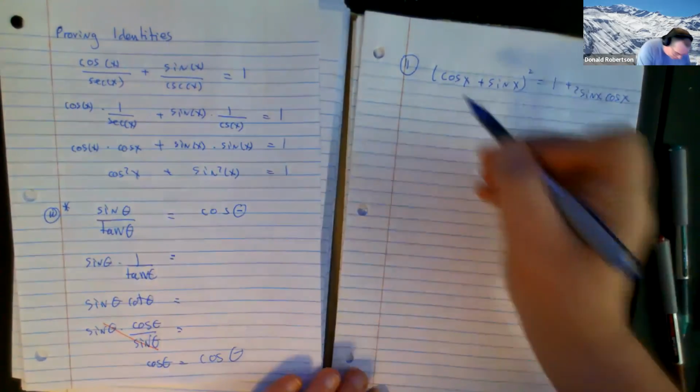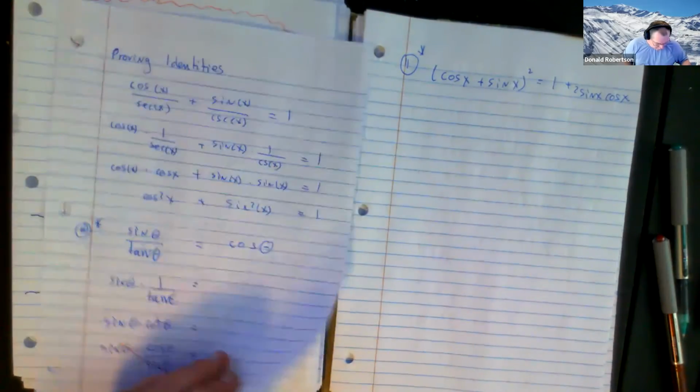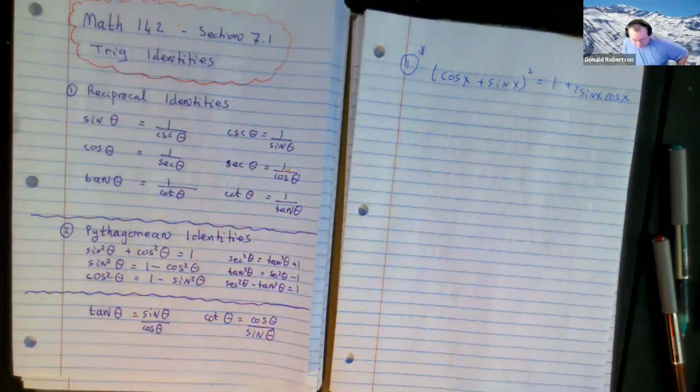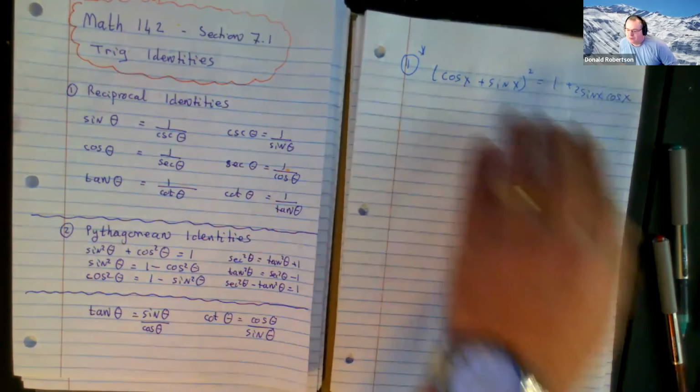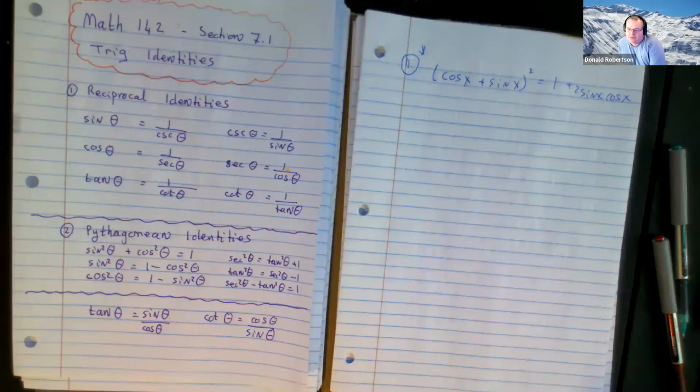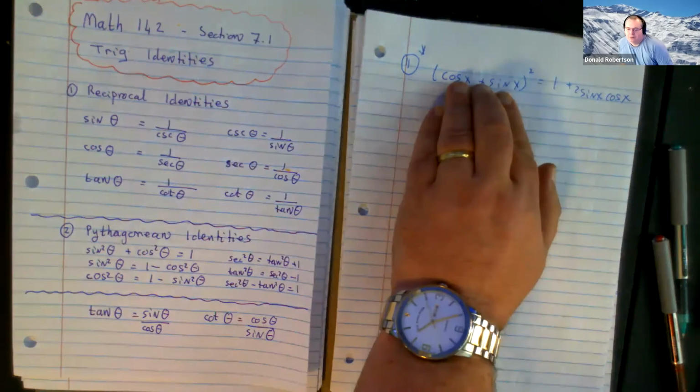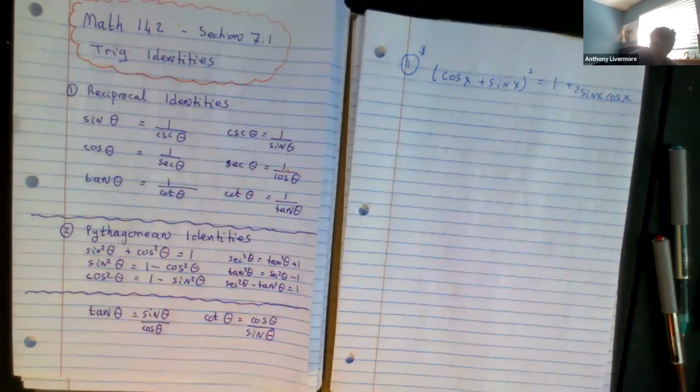Right, there's an identity. Prove that cosine x plus sine x all squared is equal to that. Now, I'm not going to do this question, but let's talk through it. What do you think you need to do to the left-hand side? What are your choices? Because there aren't many, are there? What would you do to the left-hand side? Square root it.